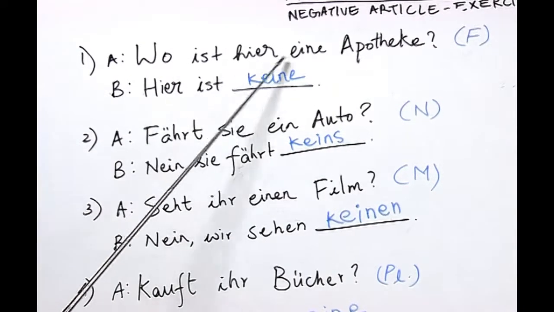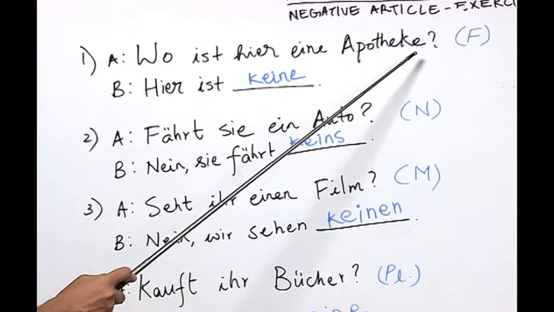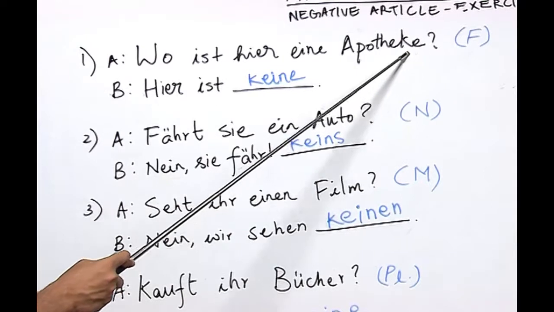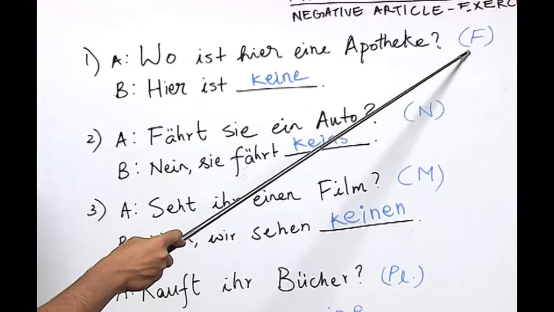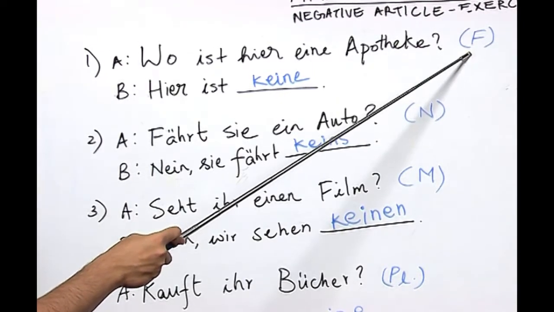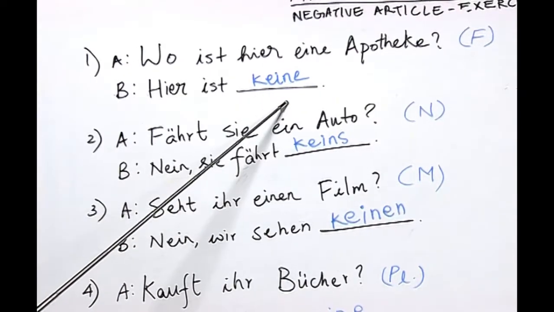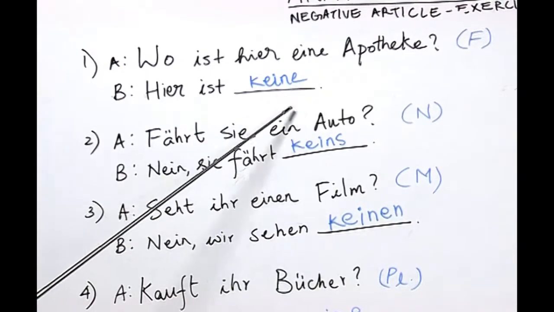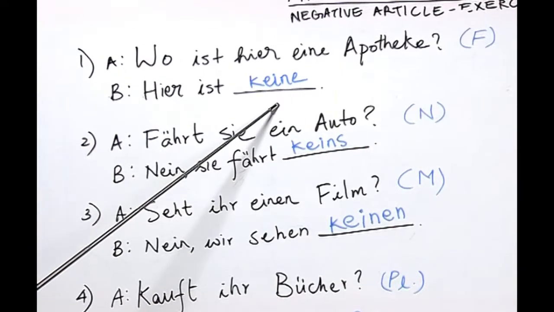Wo ist hier eine Apotheke? Apotheke means a pharmacy. Here, our student correctly identified this noun as a feminine noun and wrote the letter F, which shows that the noun belongs to the feminine gender category. Our other student wrote the correct pronoun for this question, which is keine. Therefore, this answer is correct.